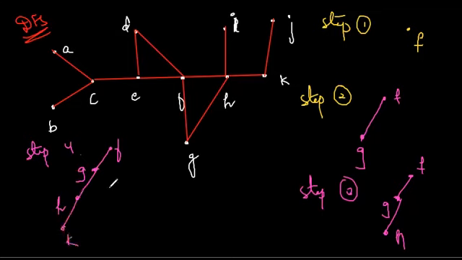This is step 4. Now from K, where can I go? From K, there are only 2 vertices connected. One is H, one is J. H we have already traveled, so we are going to J. So again, step 5 will be J. I am just writing it over here due to the space constraint. So K is connected to J.